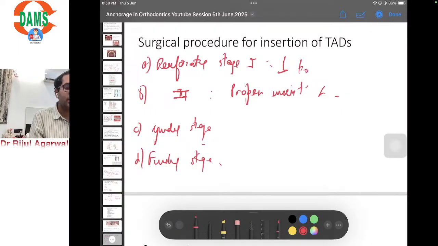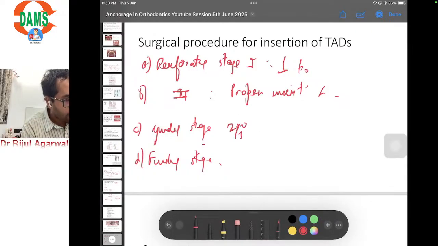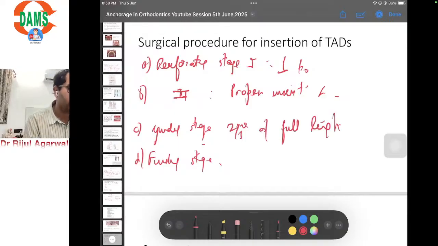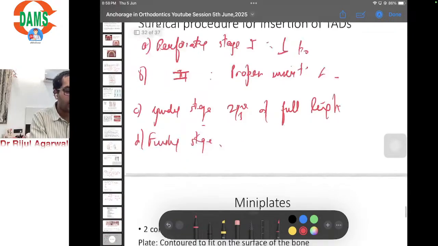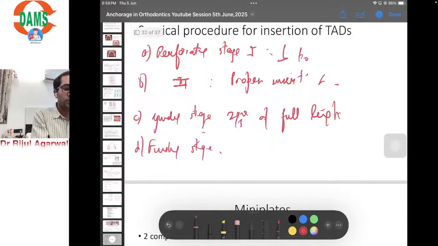Next is guiding stage. Now here we just drill it and advance the screw inside to 2/3 of full length. And finishing stage, the rotation should be applied without any vertical force to maximize cortical bone failure or withdrawal support. Okay, so last is finishing stage. So these are the 4 basic stages. So we have just covered them in brief.